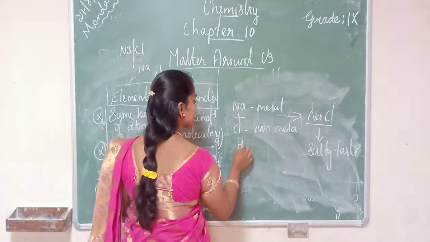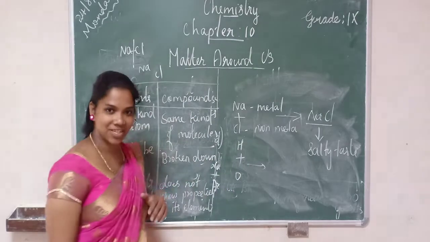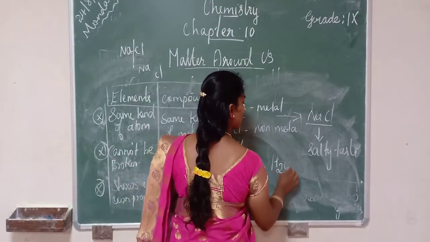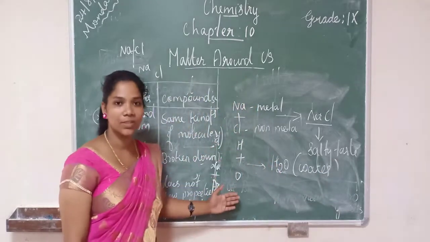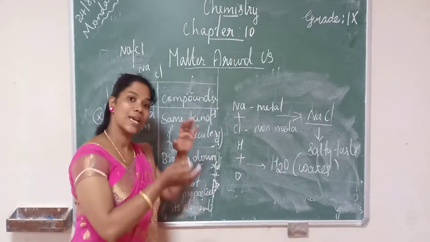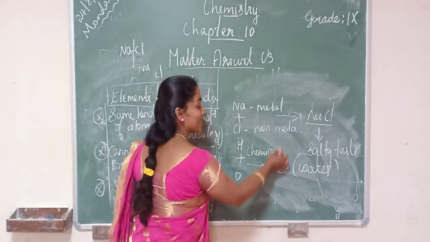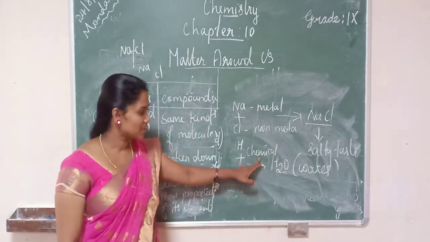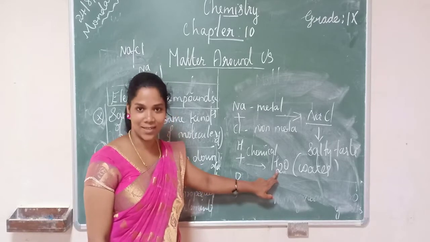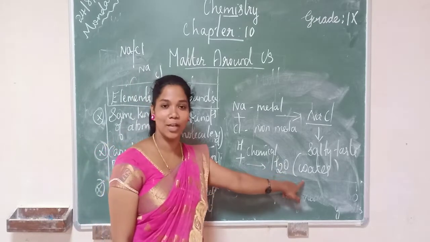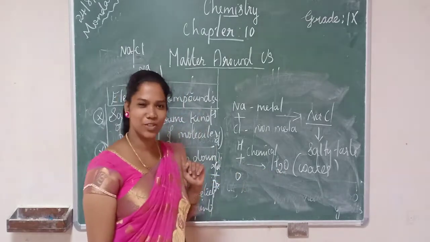Another example: hydrogen combines with oxygen. Both are non-metals and both are in gaseous state. We will get H2O. What is the physical state of water? It's a liquid. Hydrogen gas combines with oxygen gas, both gaseous, so their properties are totally different. But when they combine by chemical reaction, they produce a new compound with a new property. That is water. It shows the properties of a liquid, not the properties of gas. That is called a compound. Do you follow me?